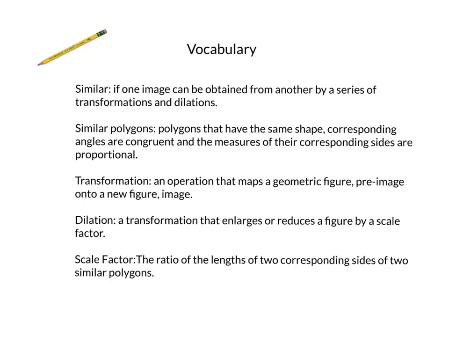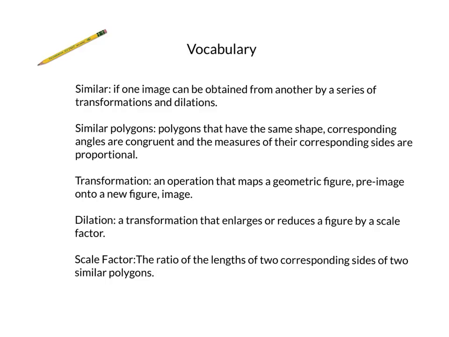So what does it mean if something's similar? If something's similar, that means one image can be obtained from another by a series of transformations or dilations. That essentially means I can take one figure and map it or completely put it over another by transforming it and dilating, stretching, and shrinking.